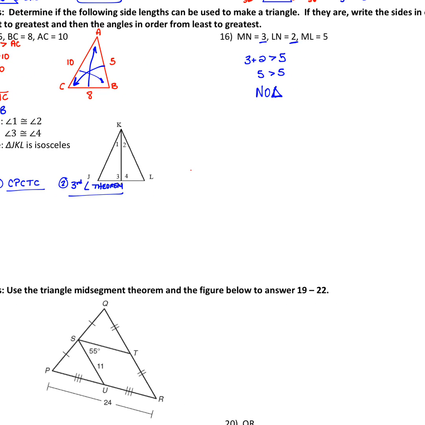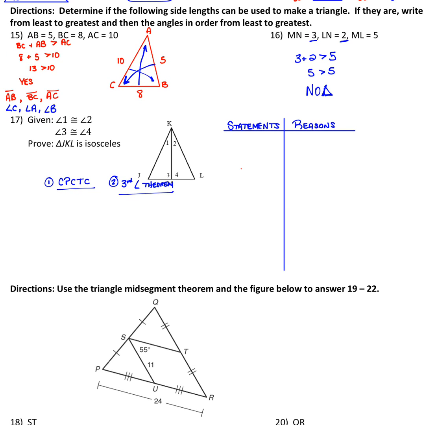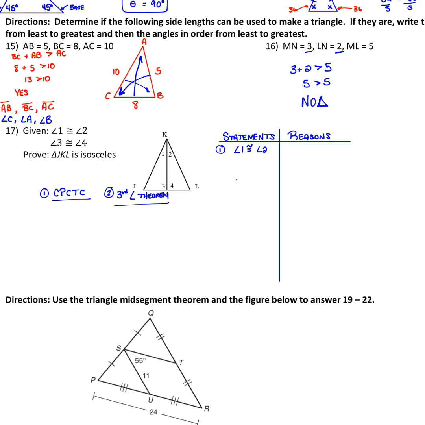So when we write our proof, make me a nice little T. I've got my statements and our reasons. We always start with our given, which was angle 1 is congruent to angle 2, and angle 3 is congruent to angle 4. That's our given.